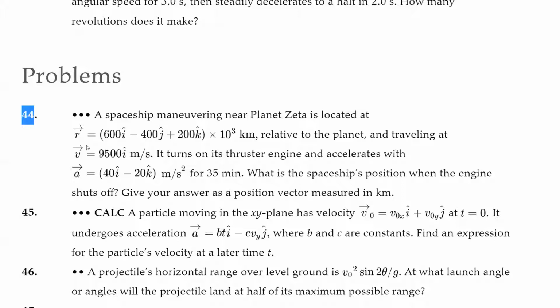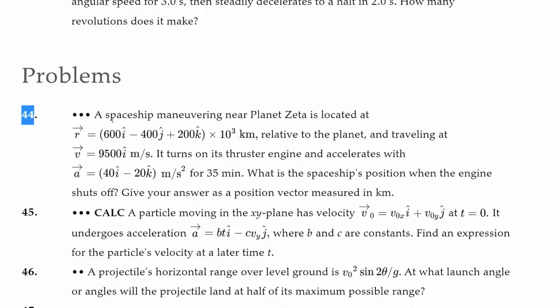Okay, so they're not calling it r sub 0, r naught, but we can infer that that's really the appropriate label because they give us the position of the spaceship at some particular time. Let's just call that t0 equals 0 seconds. So this would be r naught. And they're specifying the position in units of kilometers. Not only that, but it says 10 to the third. So this is really 600,000 kilometers along the x-axis.